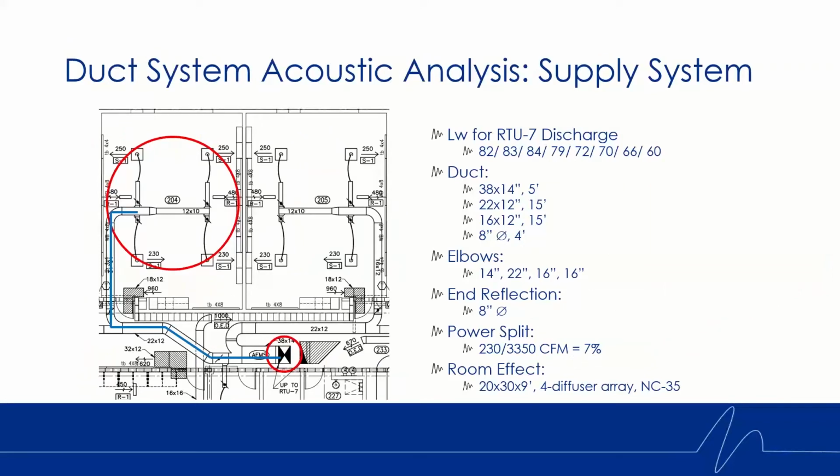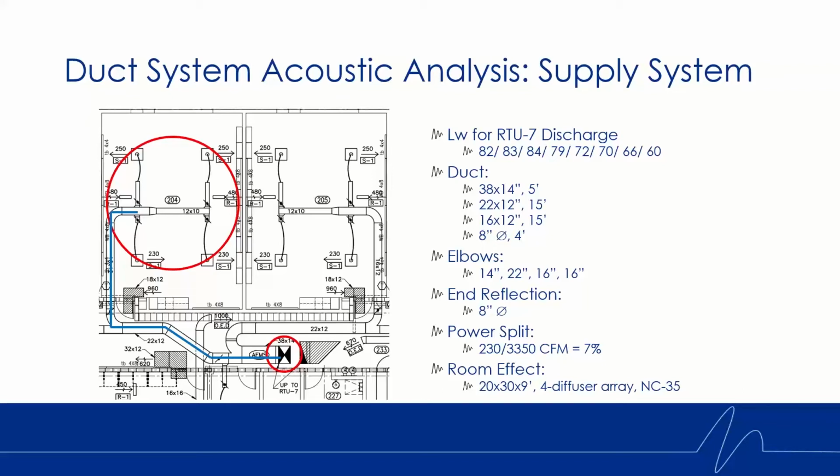So here's an example calculation. The red circle in the bottom right is the supply side of a rooftop unit that's directly above it. The blue line is the path the sound is taking, and the larger red circle is the room that we're going to analyze. When we do the analysis, we're going to look at just one diffuser until we get to the end, and then we're going to incorporate all four of them.